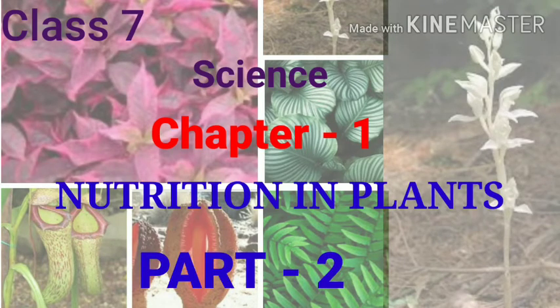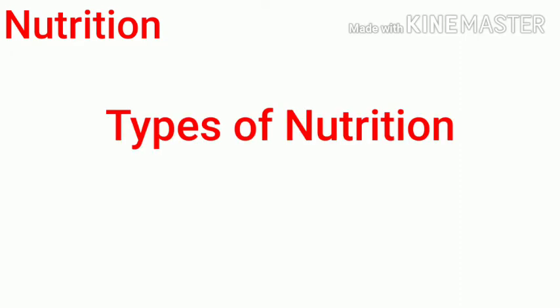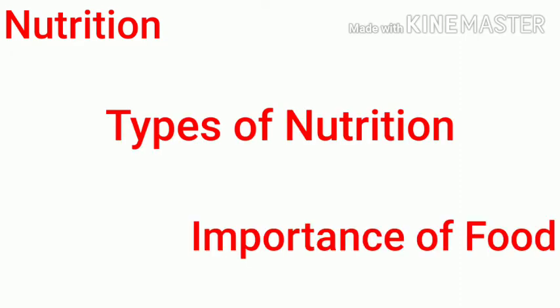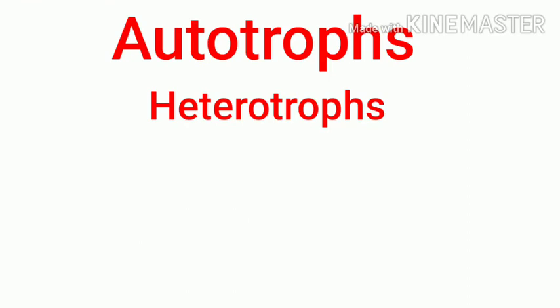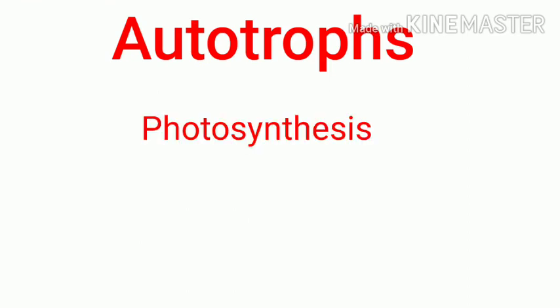In this video, we are going to see about Class 7 Science Chapter 1 Nutrition in Plants Part 2. In the last video, we saw about nutrition, types of nutrition, importance of food, and the two modes of nutrition, autotrophs and heterotrophs. And under autotrophs, we discussed photosynthesis and starch.